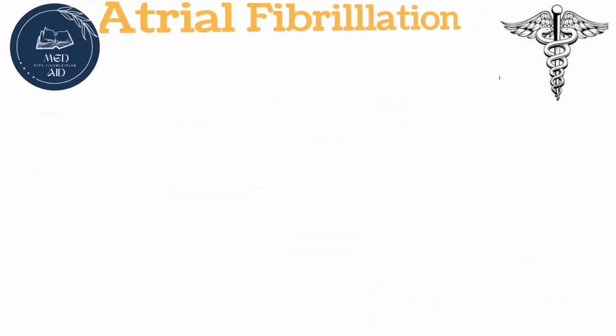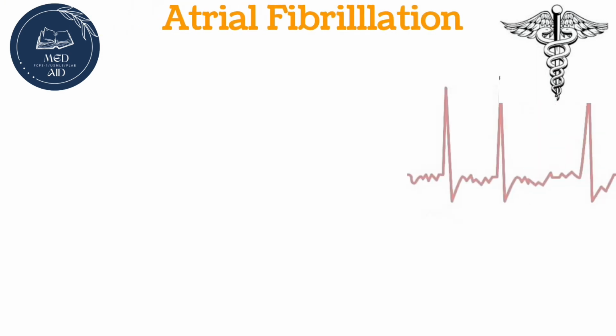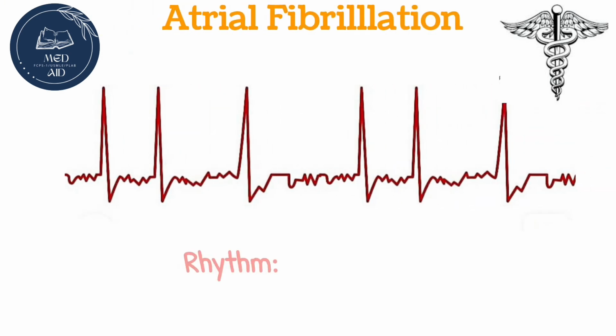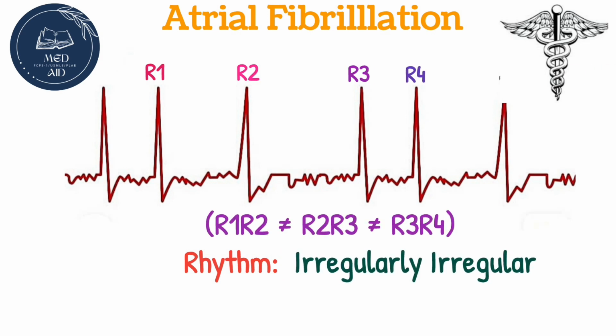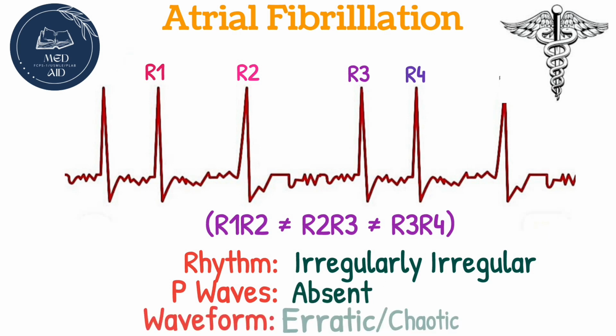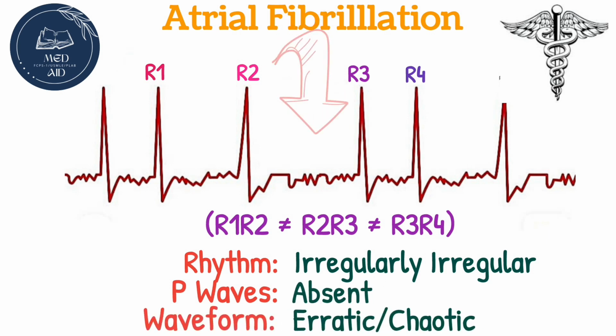Now we will discuss atrial fibrillation. This is an ECG showing atrial fibrillation. Note that the rhythm is irregular, which means that the RR intervals are unequal. P waves are absent. Back-to-back atrial depolarization waves form an erratic or chaotic pattern.